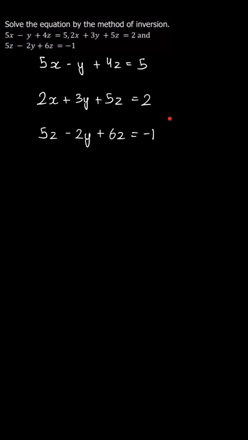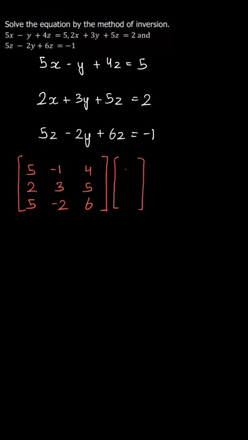So we have these three equations with us and we will represent these in the matrix form. For that we will first take the coefficients of the equations, and the coefficients here we have are 5, minus 1, 4, 2, 3, 5, and then we have 5, minus 2, 6. This is to be multiplied by their variables, which are x, y, and z. And the result is also represented in the matrix form, which is 5, 2, and minus 1.